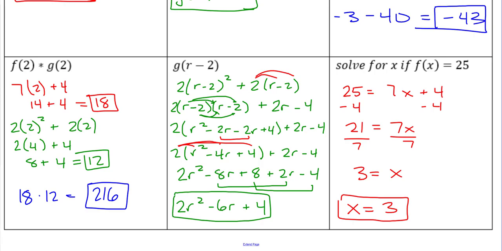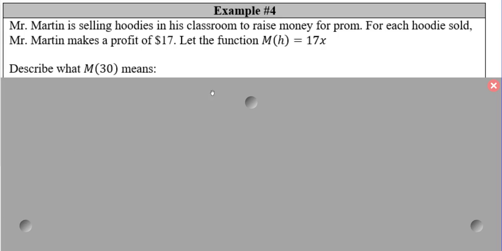But last but not least, we have an example here. And it says Mr. Martin is selling hoodies in his classroom to raise money for prom. Remember, junior class sponsor here. For each hoodie sold, Mr. Martin will make a profit of $17. I already modeled the function for you. My function is labeled capital M. What is my input? My input for this fundraiser is selling hoodies, and my function is 17x.